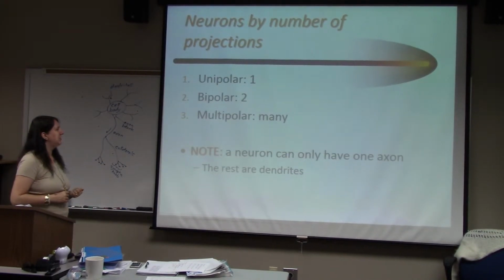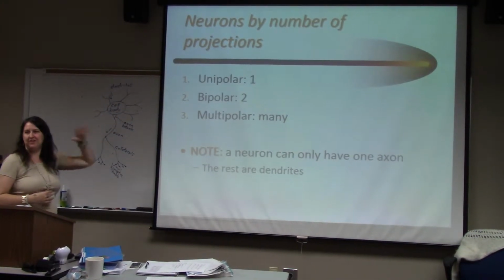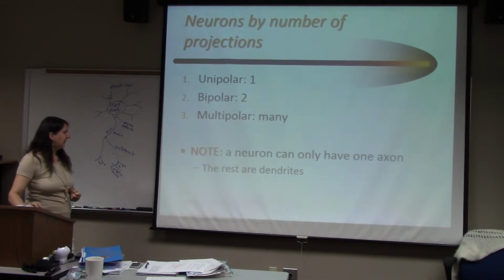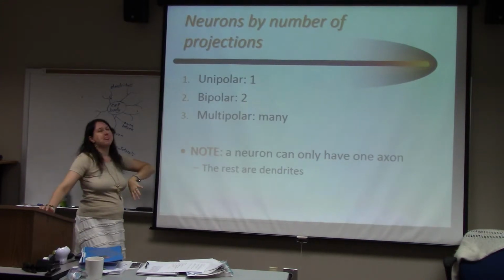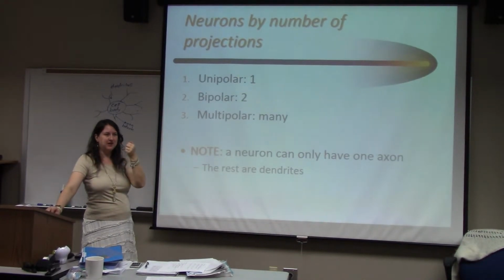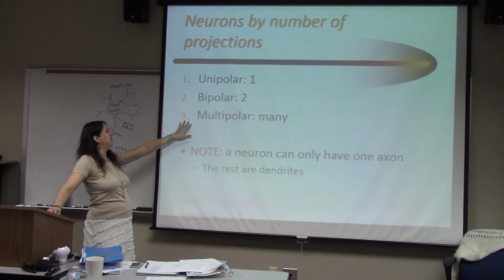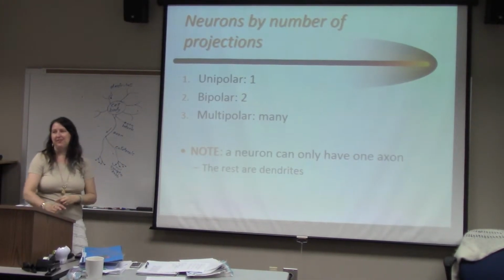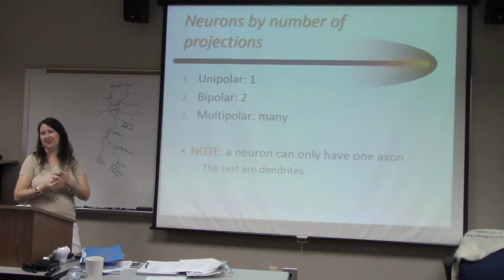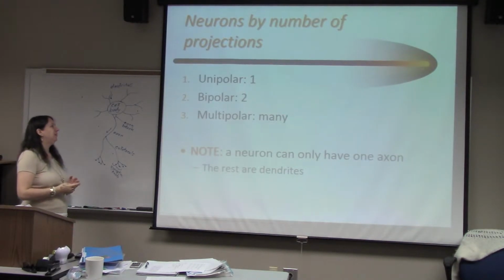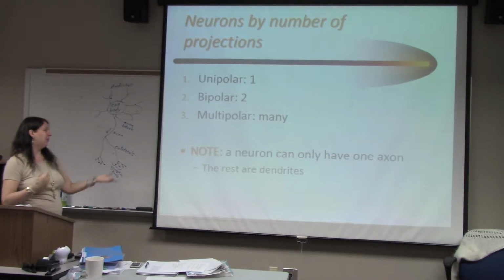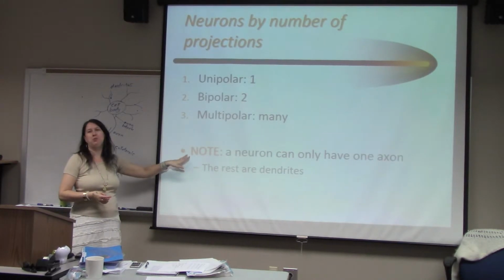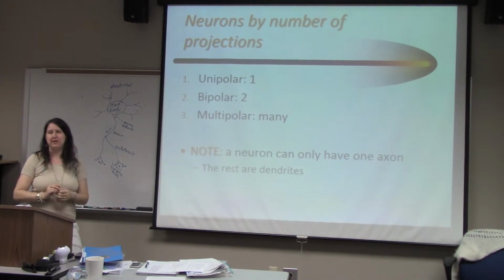Starting with number of projections. The categories are the same as for our carbohydrates, 1, 2, and a lot. But the carbohydrates used Greek, mono, di, and poly. The neurons use Latin, uni, bi, and multi. And what goes with it is polar. So how many poles stick out from the neuron? You can think of it that way. A unipolar neuron will have one projection, bipolar will have two, multipolar will have many. Out of those projections, only one can be an axon. All the rest would be dendrites.